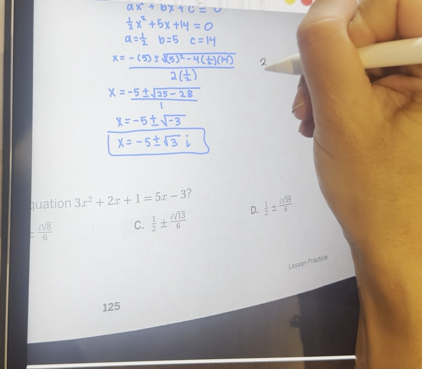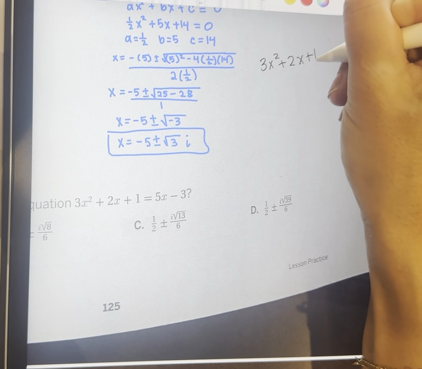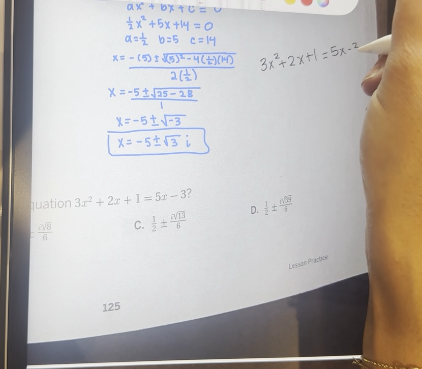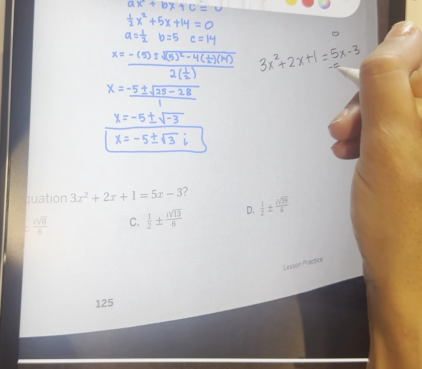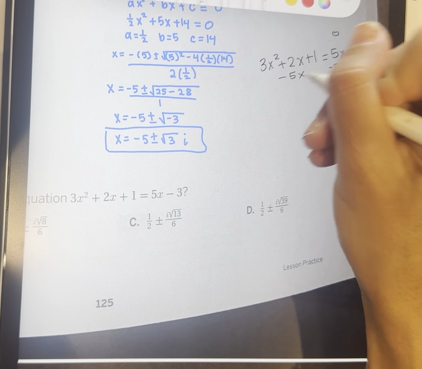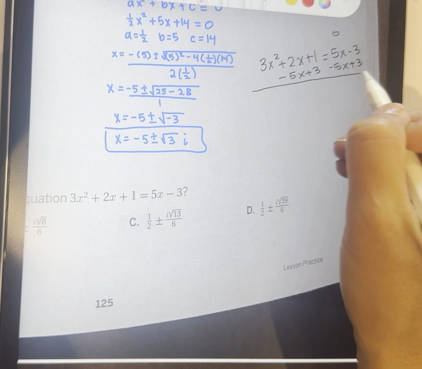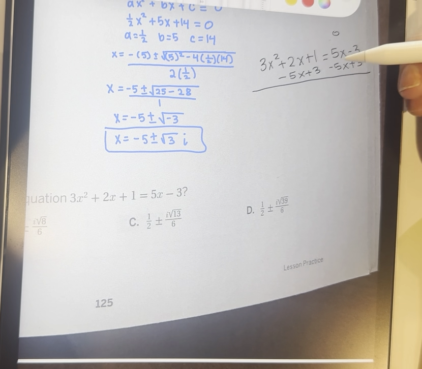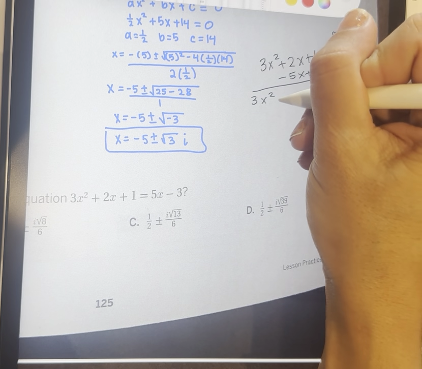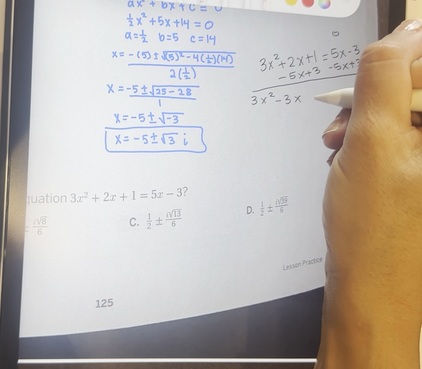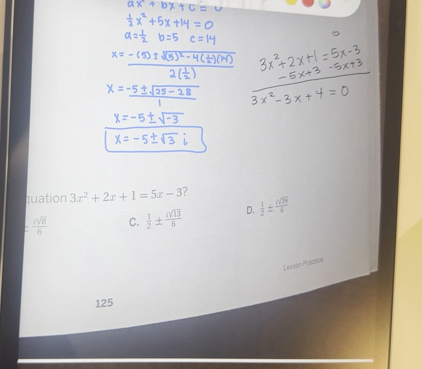Okay, 3x squared plus 2x plus 1 equals 5x minus 3. I need it to equal 0. So minus 5x plus 3 plus 3. I need everything on this side gone so that it can equal 0. I end up with 3x squared minus 3x plus 4 equals 0.